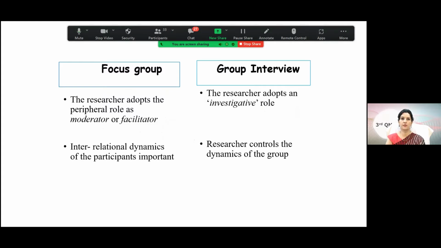So what is the difference between the focus group and group interview? In the focus group, the researcher adopts a peripheral role as a moderator or facilitator, whereas in a group interview, the researcher takes an investigative role. In the focus group, as the diagram made clear, interrelational dynamics were important, and there was a lot of inter-participant conversation, and we plot a sociogram of how much interaction there was. In the group interview, the researcher controls the dynamics of the group.